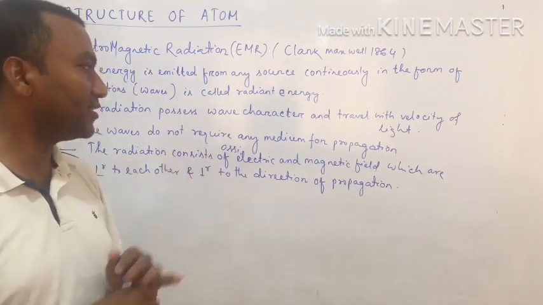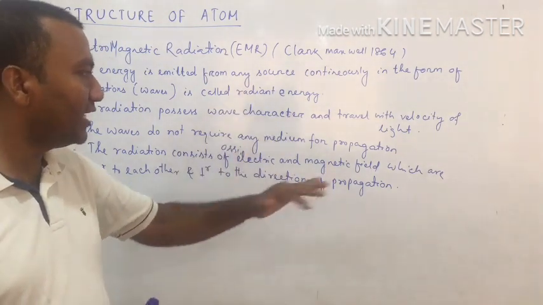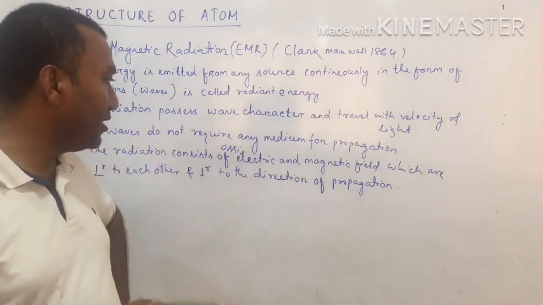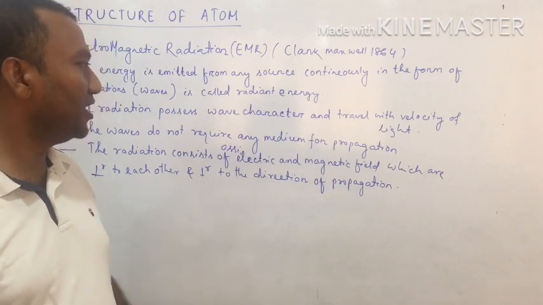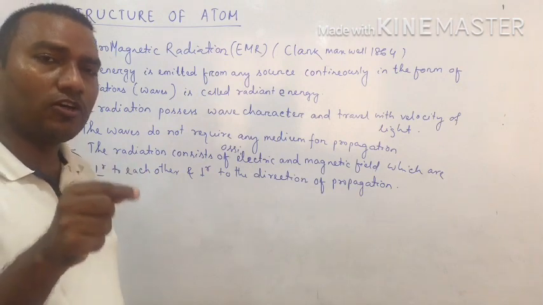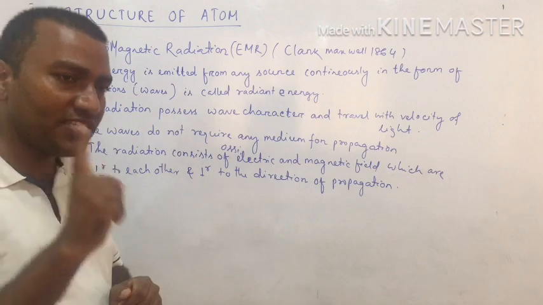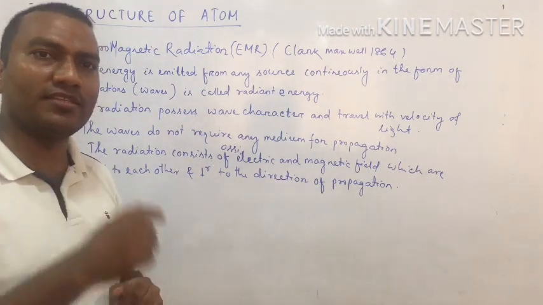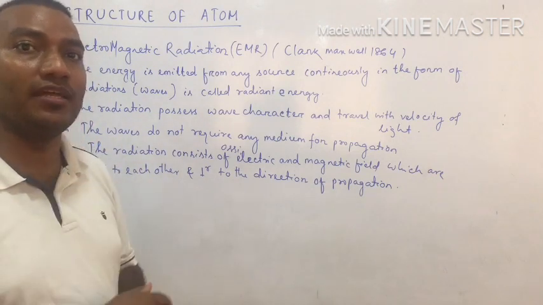What is the meaning? Listen first. The radiation consists of oscillating electric and magnetic fields which are perpendicular to each other and perpendicular to the direction of propagation. Clear? So what is the meaning? First, according to Rutherford, the electrons are revolving around the nucleus. Remember like this, any charged body, when it rotates around another charged body, automatically loses energy.